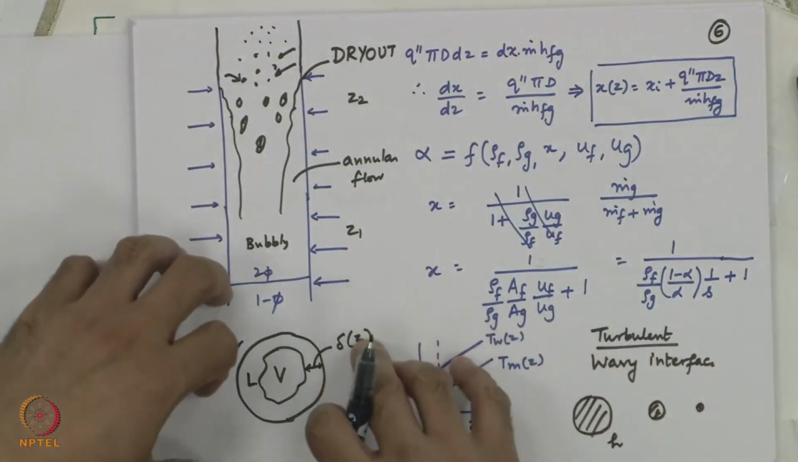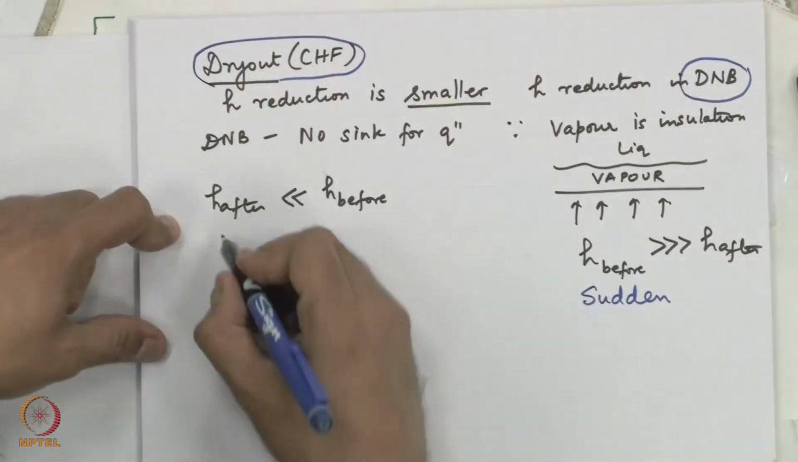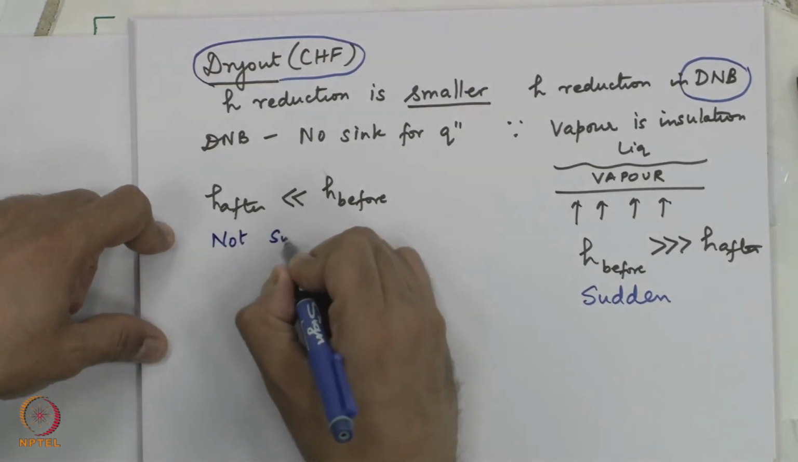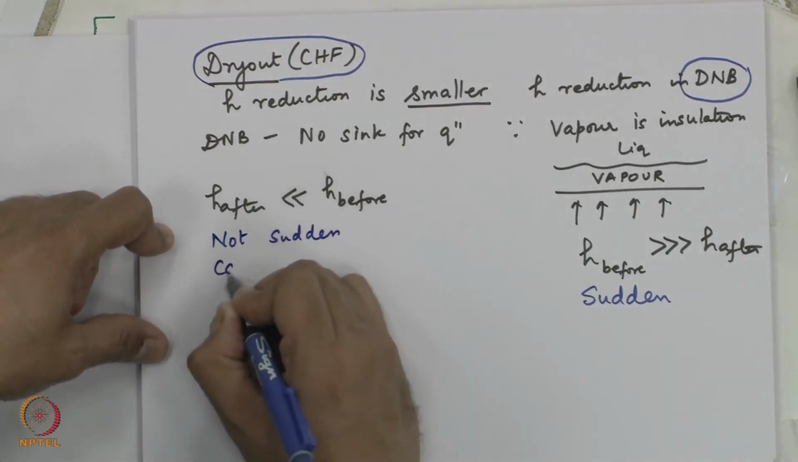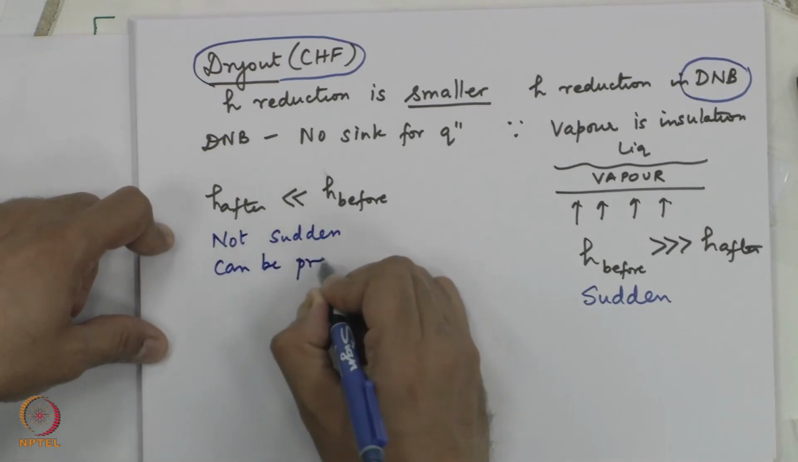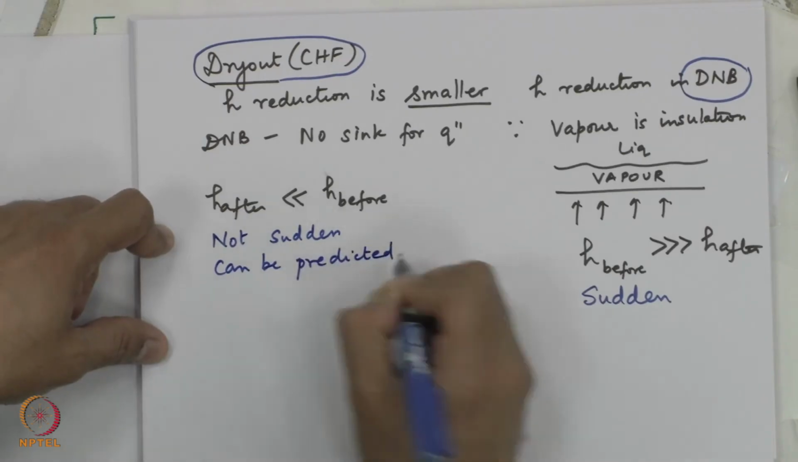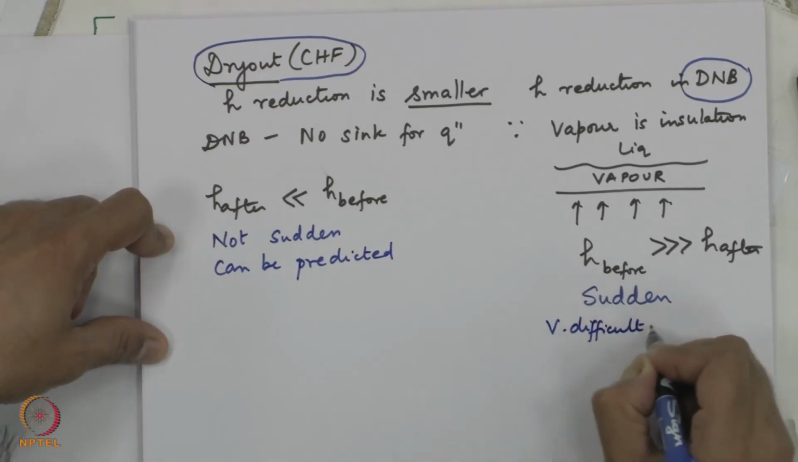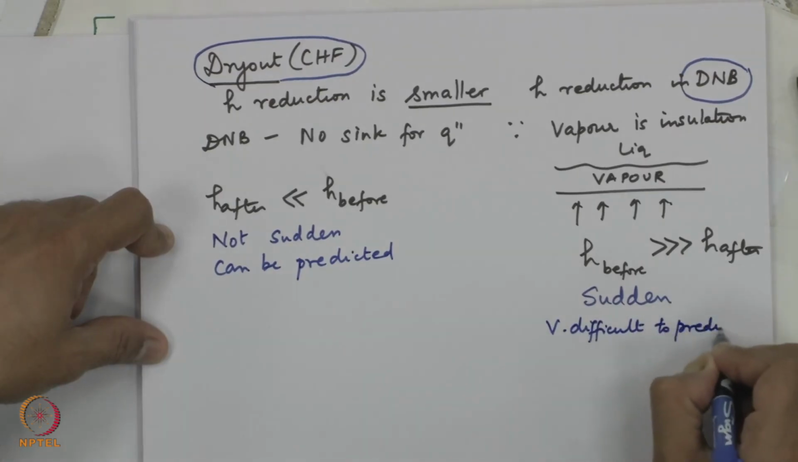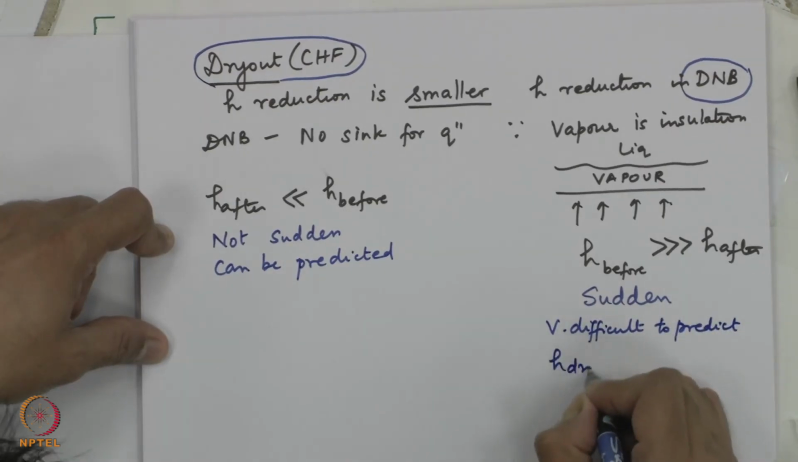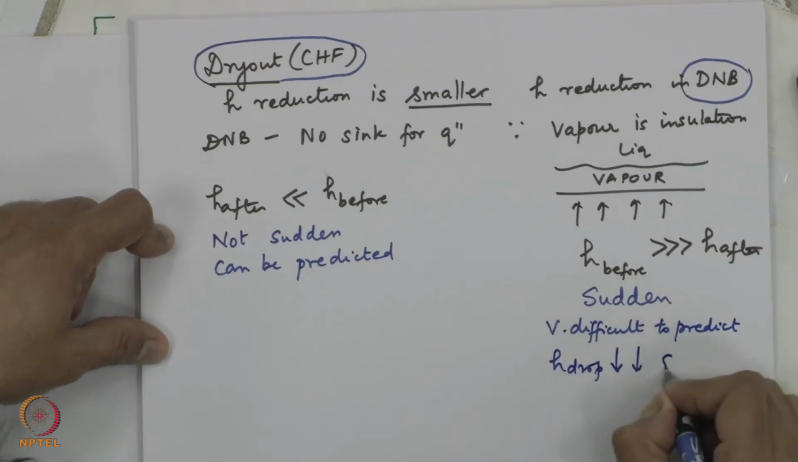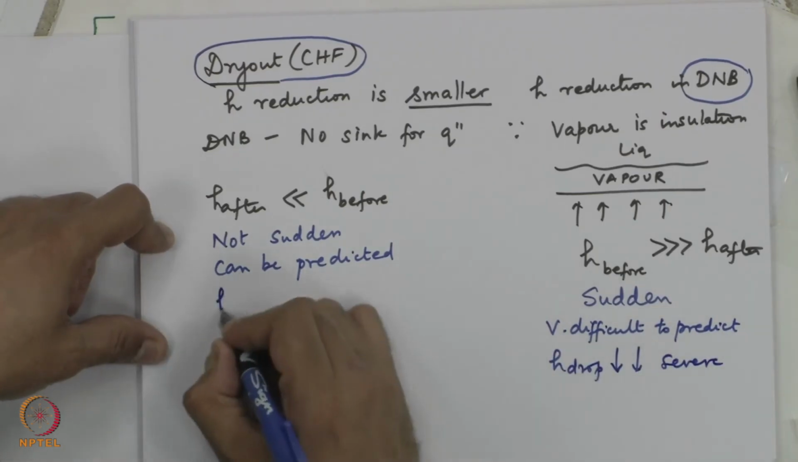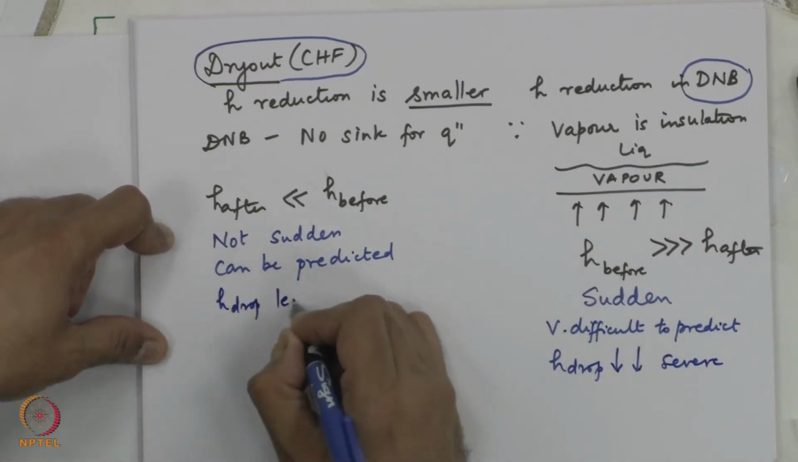So, this comes with a lot of warning. Dry out is not sudden, can be predicted. DNB is sudden, very difficult to predict. H drop, very severe. H drop, less severe.